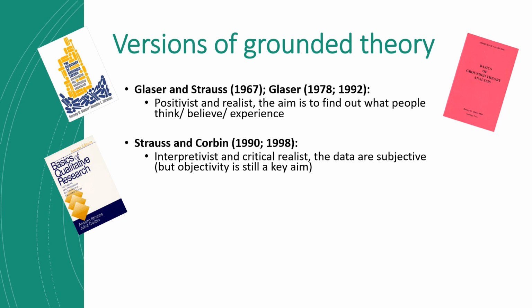Strauss began working with Juliet Corbin, developing a version of grounded theory more heavily influenced by pragmatism and symbolic interactionism. They moved grounded theory towards verification, with the proposal of a rigorous coding framework to apply to the data, acknowledging that the researcher was playing an interpretive role in the production of the final theory, rather than being an objective observer finding that the theory emerges from the data.